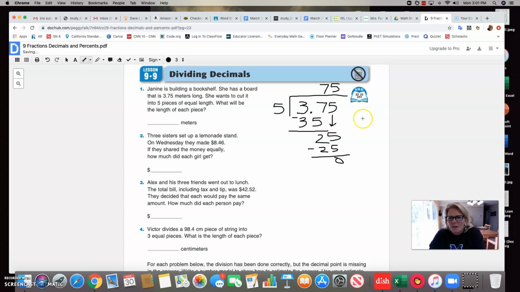Now, in dividing with decimals, your decimal goes straight up from where it starts. Okay, so that's kind of the mathematical way. So each piece will be exactly 75 hundredths of a meter long. Okay? And you can write it 0.75.